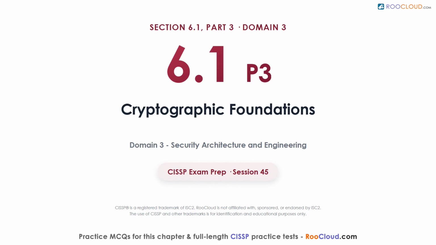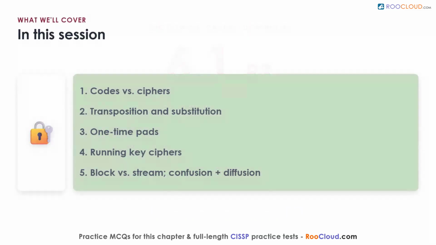With the goals and the math behind us, let's meet the classic ciphers themselves. In this session, we'll walk through the building blocks of every cipher. We'll answer several questions. How is a code different from a cipher? What are the two basic ways to scramble a message? What makes a one-time pad theoretically unbreakable? What is a running key cipher? Does a cipher work on whole chunks or one piece at a time? And what two properties make a modern cipher strong?